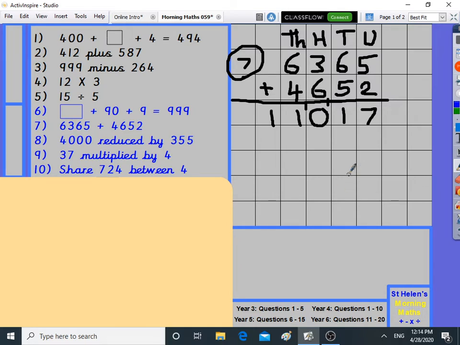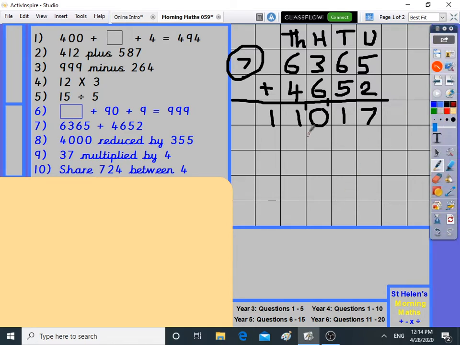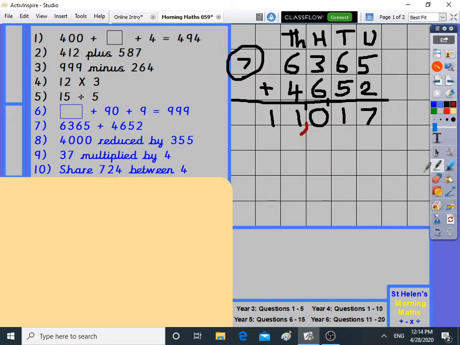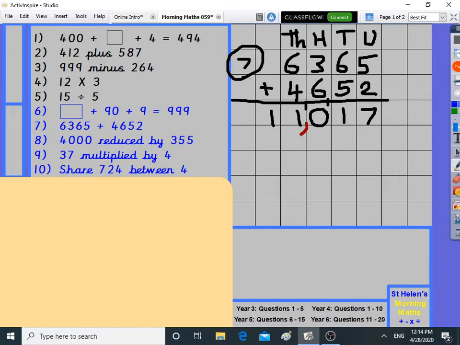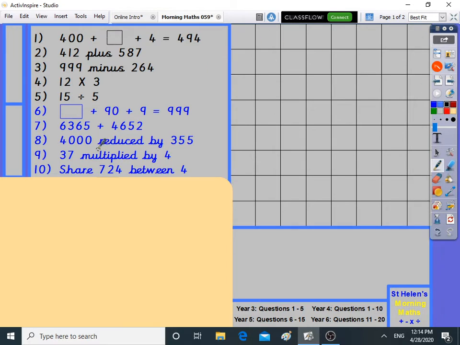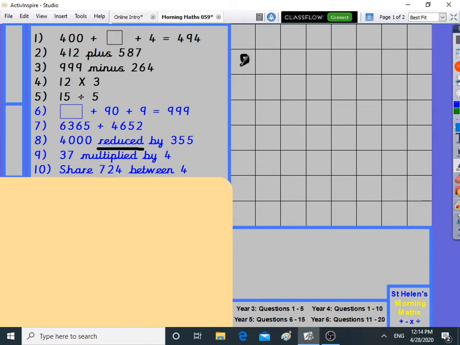That got bigger. Just checking over what I've done to make sure I got it right. See if you can say that number in the next few seconds before I say it. Maybe the comma helps. 11,017. That's how we say that, 11,017. We'll move on to question 8. It's a reducing question, 4,000 reduced by 355.